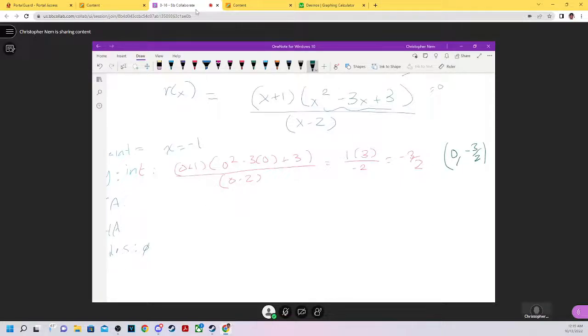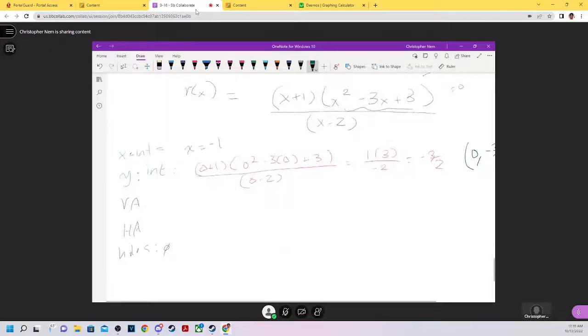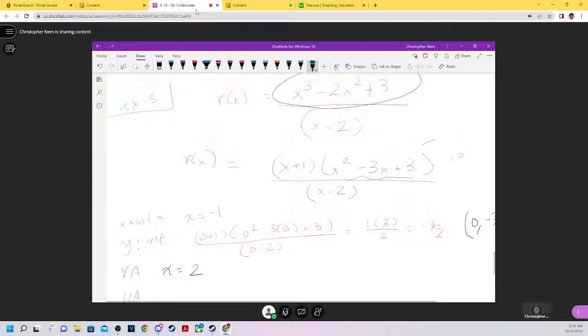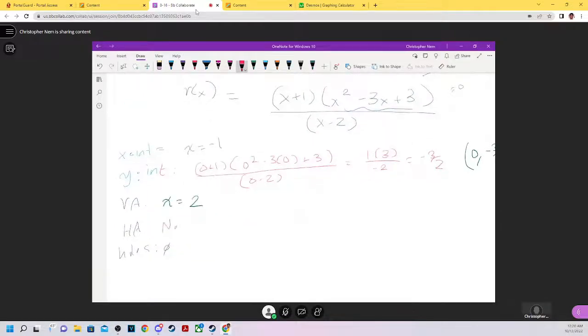My vertical asymptote is when my denominator is 0, or the roots. So that's going to be x equals 2. Now, my horizontal asymptote: the degree of the numerator, 3, is bigger than the degree of the denominator, which is 1. Which means, it's not -1, it looks like -1, let me erase that. Boom, it's 1. That means that there is none.